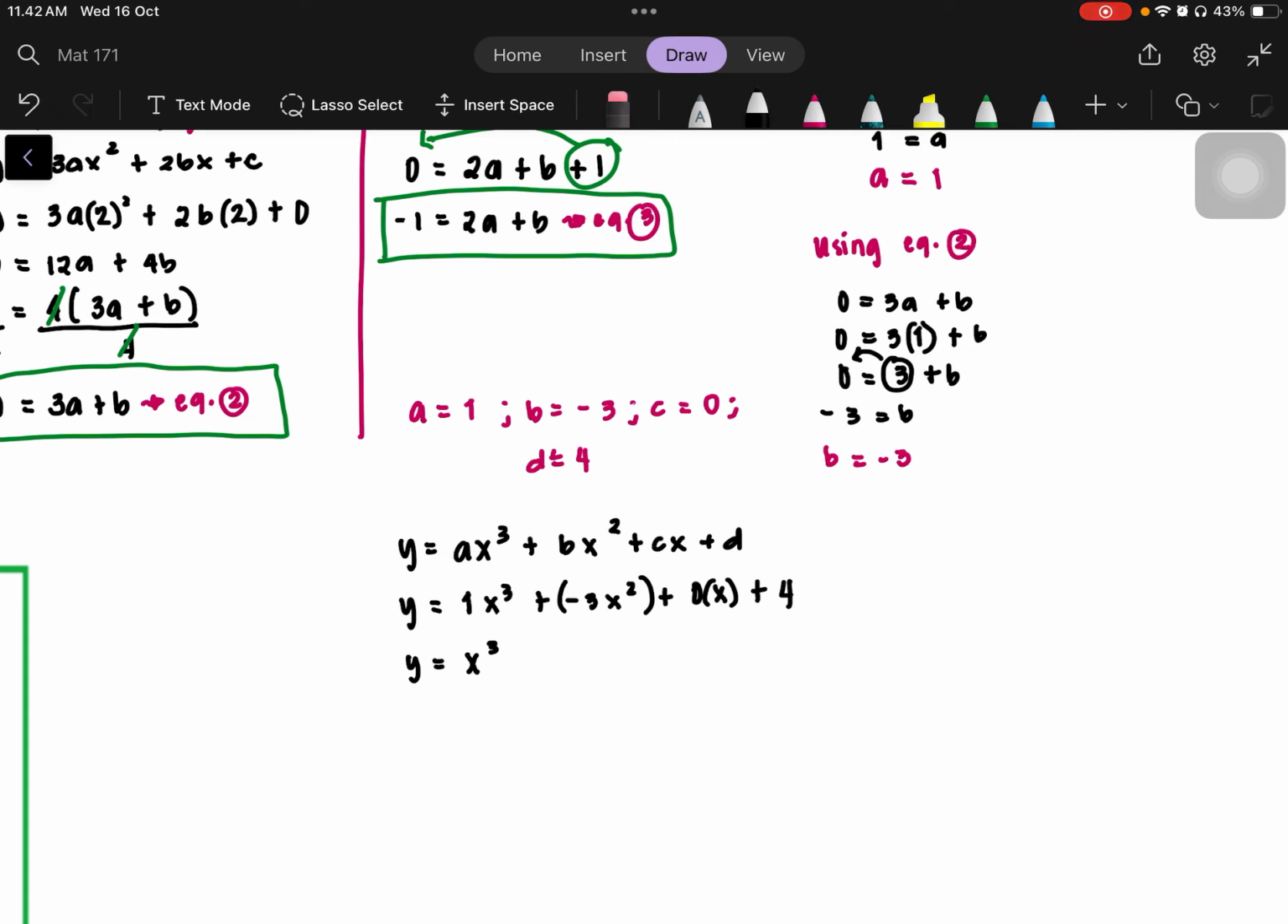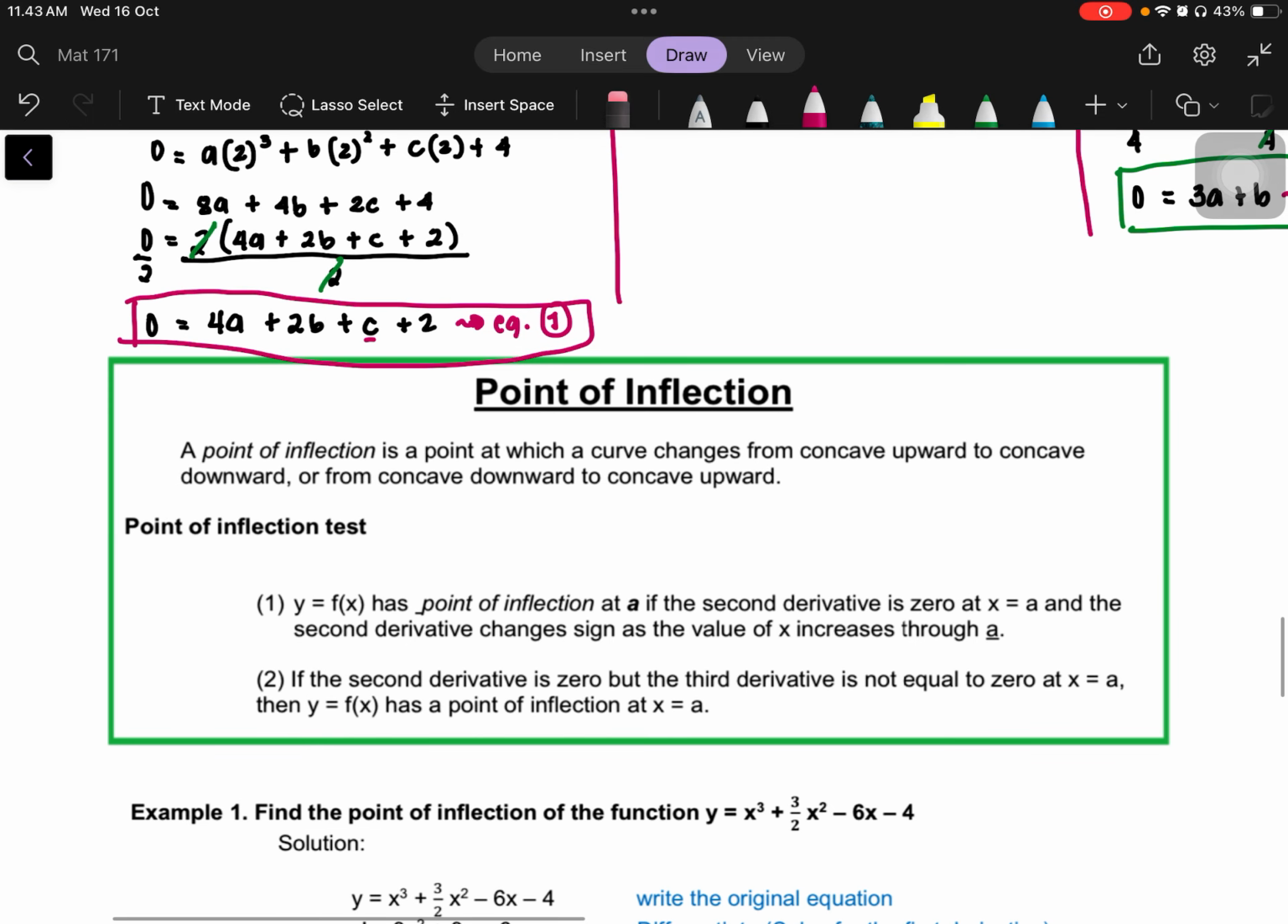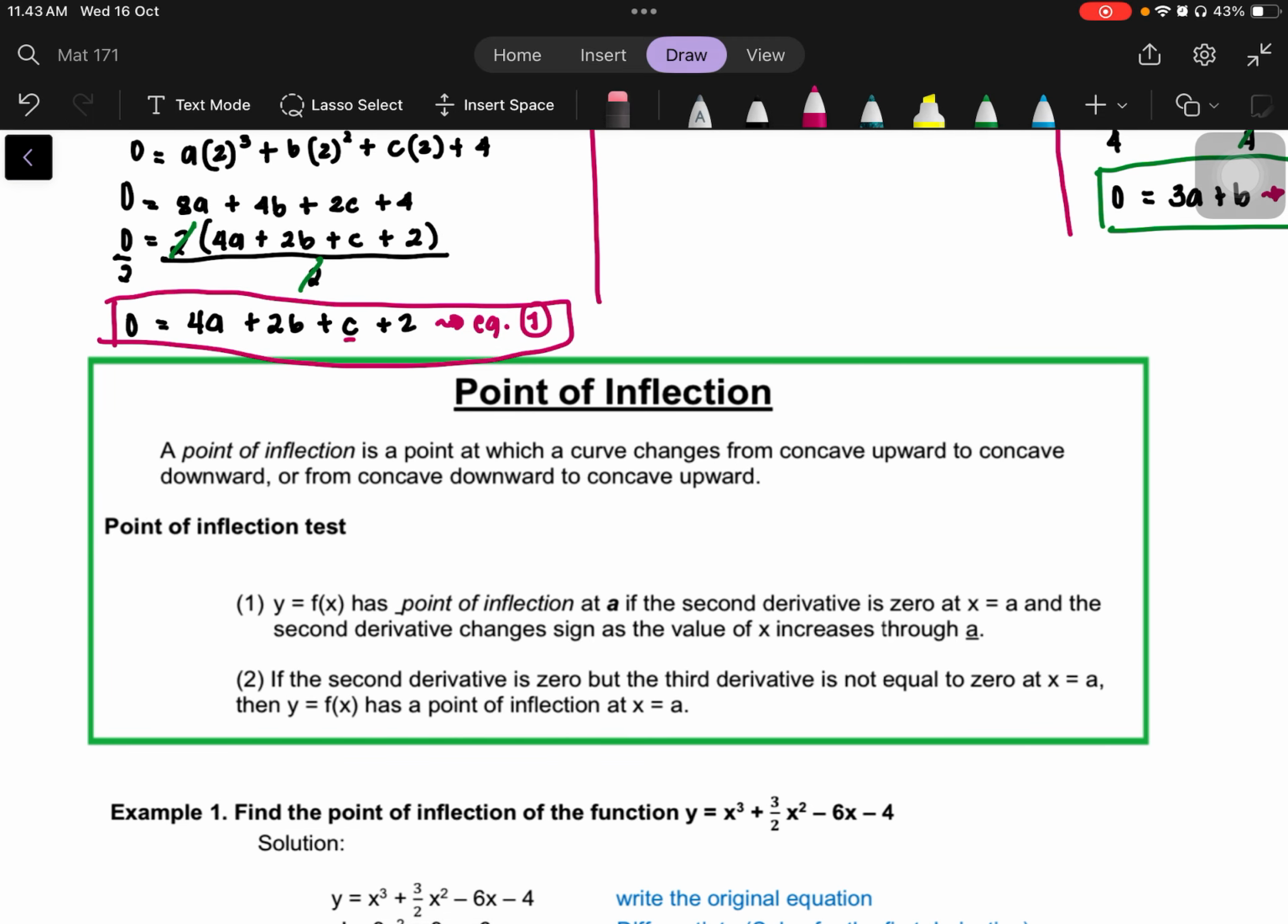So, therefore, we just simplify. 1, hindi na natin nilalagay yan, x cubed. Then, positive, negative, magiging negative 3x squared. Then, 0x naman na siya, tanggal. Then, we have plus 4. And this is now your final equation. Alright? So, now let us move to the last, which is what we call the point of inflection.